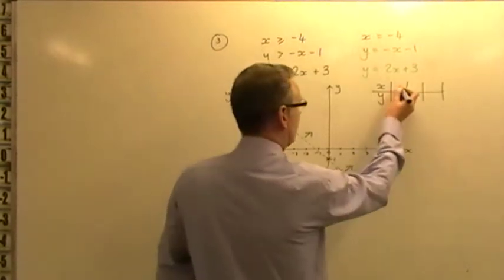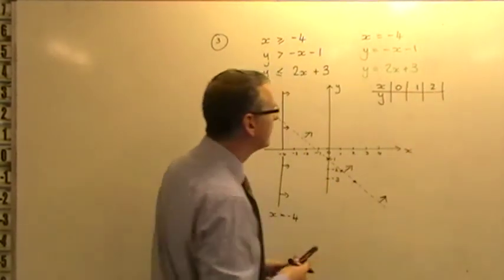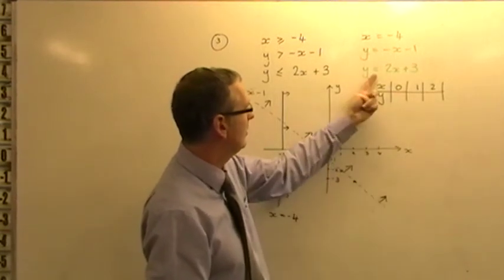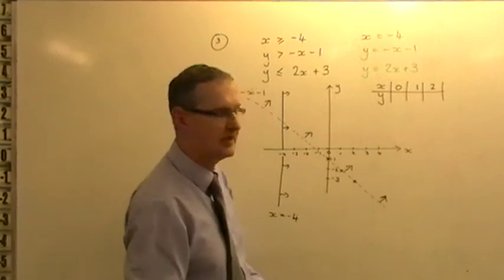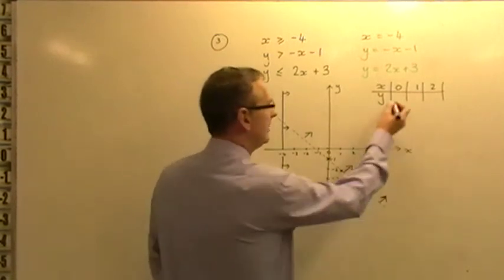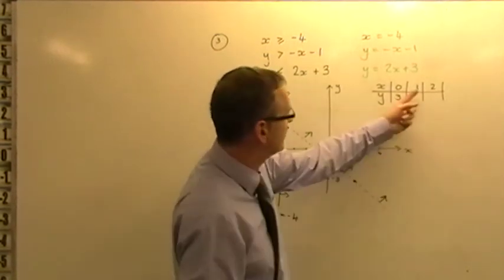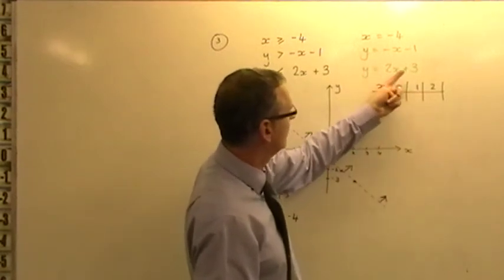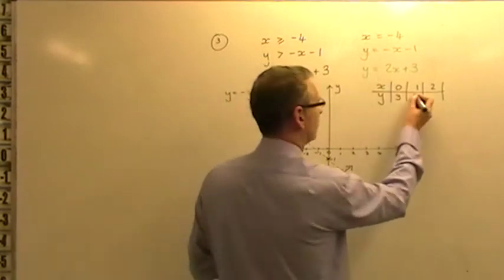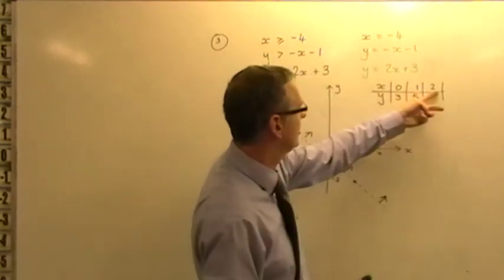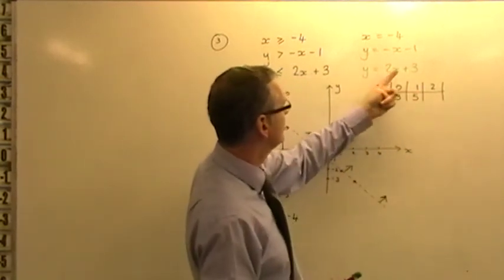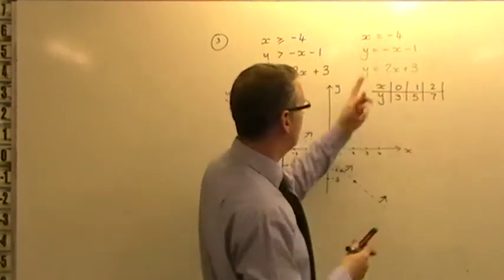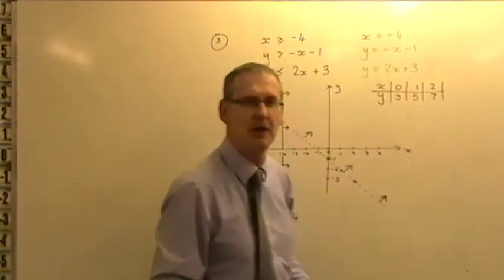So I'm going to pick x values 0, 1 and 2 again. Get 3 points to plot for this boundary. If x is 0, y will be 2 noughts, that's nothing, add 3, 3. If x is 1, y will be 2 ones are 2, add 3, that's 5. And if x is 2, y will be 2 2s are 4, add 3, that's 7. So for this boundary line I've got 3 points to plot.